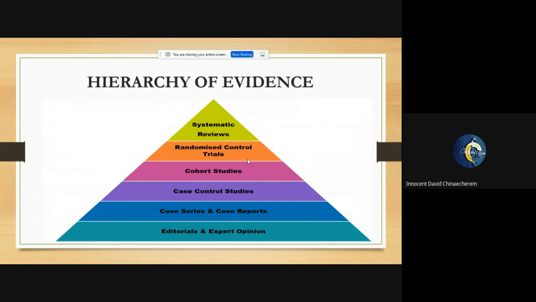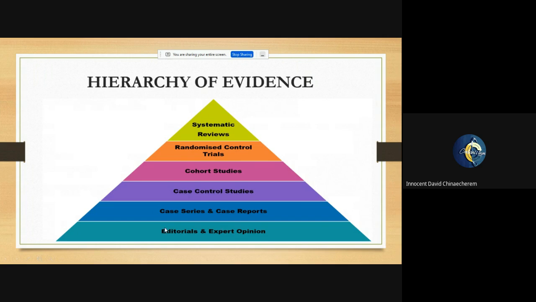The answer is that a systematic review and a meta-analysis is at the top of the pyramid. And that is why we have what we call the hierarchy of evidence. The hierarchy of evidence explains that from the bottom to the top, we have the level at which the findings of a study can be really accepted.